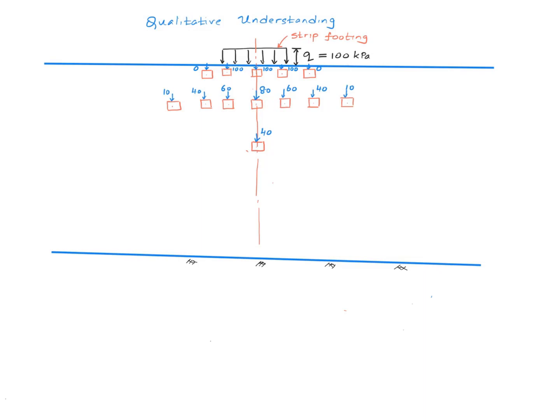center line. Say we try to construct some contours here, that is, lines of constant vertical stress. We know the vertical stress on this interface, that is the interface between the footing and the soil, is 100 kilopascal. And therefore, that represents the contour of 100 kilopascal. And we see 40 over here and 40 over here, 40 over here. Therefore, a contour of 40 kilopascal would look something like this.